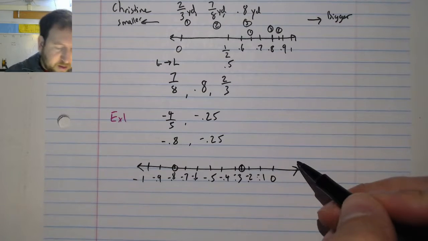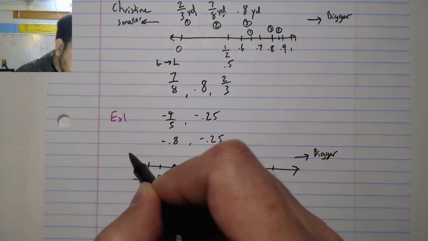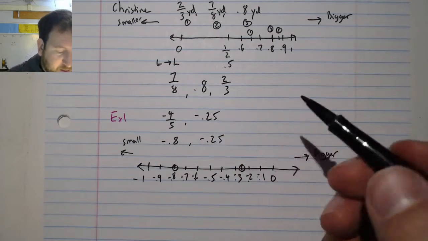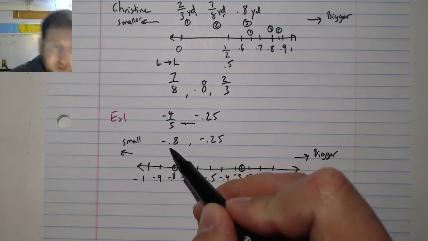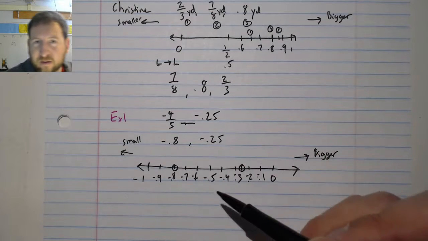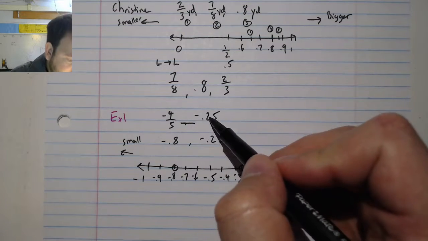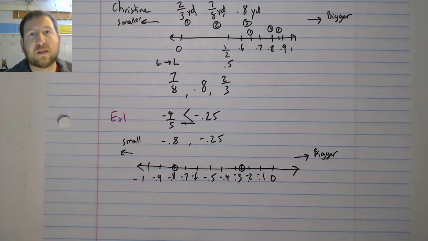So the question is, remember this side is bigger, and this direction is smaller. If I'm going to include a sign in the middle of these two, I can see that -0.8 is smaller than -0.25 because it's farther along this direction on my number line. So if I'm going to write this, I would say that -0.25 is larger by putting this symbol in.